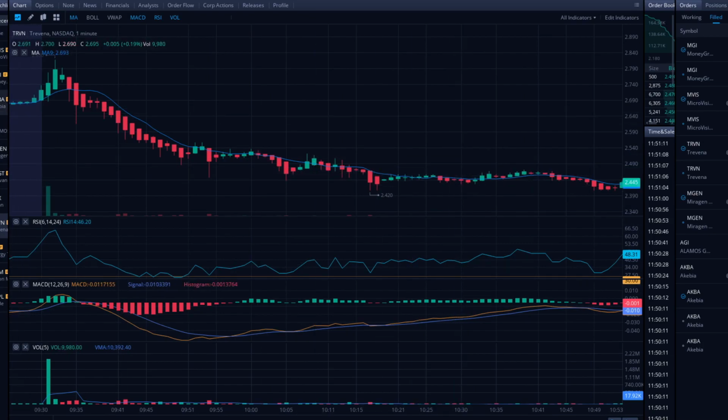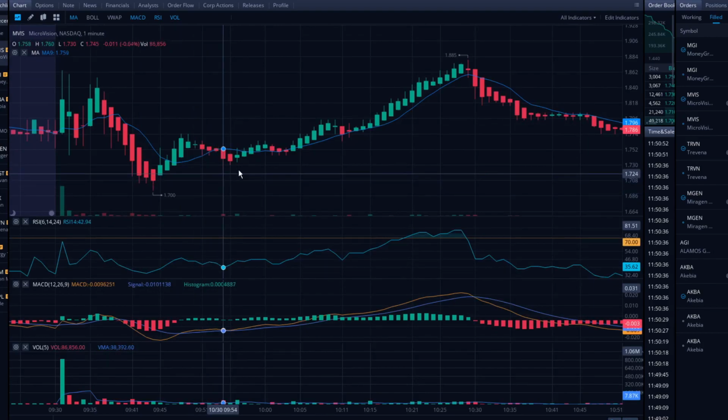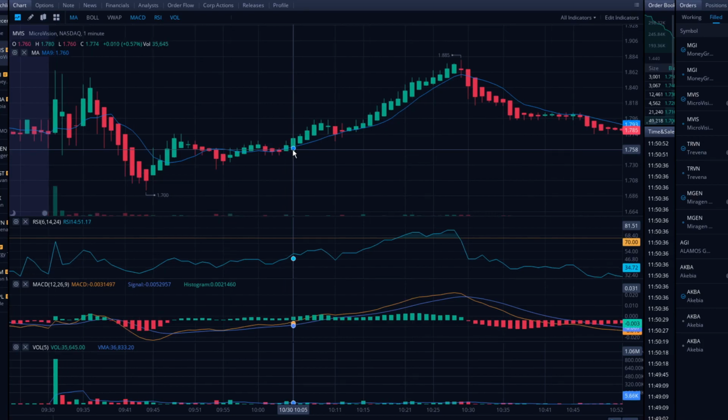All right, after that, we decided to go to MVIS Microvision. And guys, this one was the winner for the day. I am so happy for this stock and this play and this strategy, because this right here proves that the strategy works. The whole day I was upset. I had missed out on MGI Moneygram. I had lost the minimum on MGEN. I had lost the minimum on TRVN. And this one was my last hope.